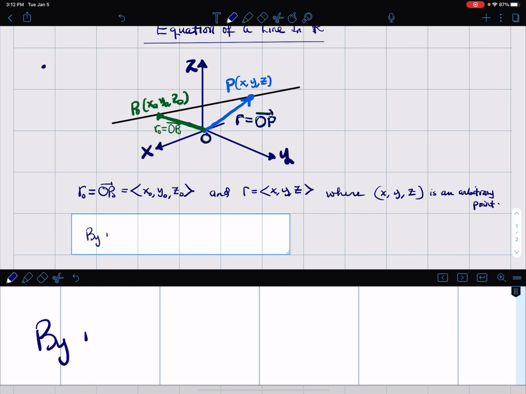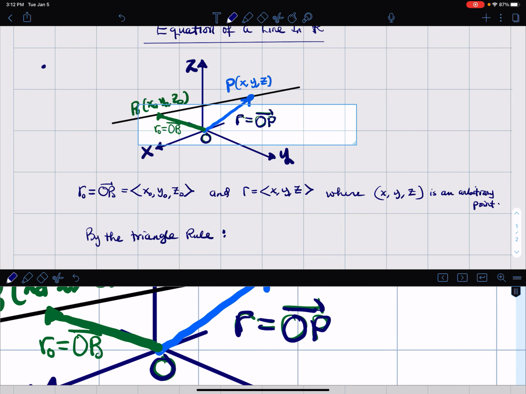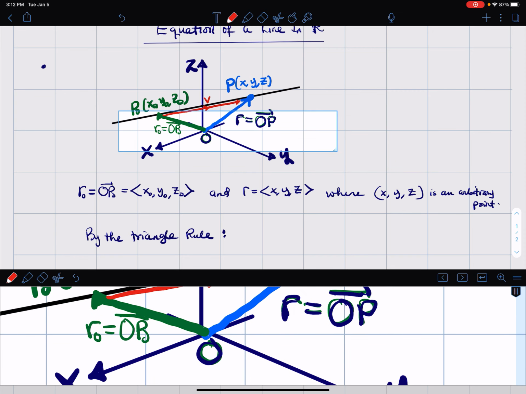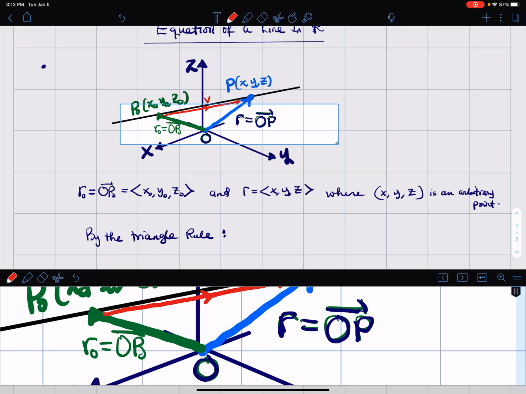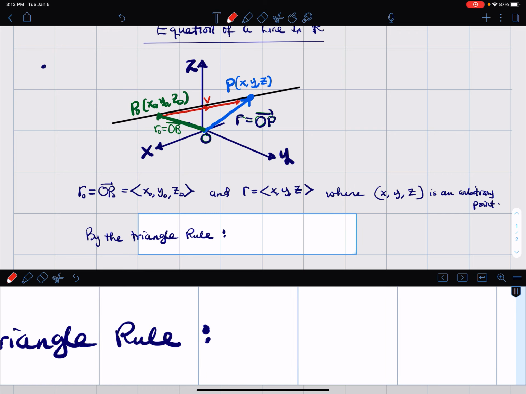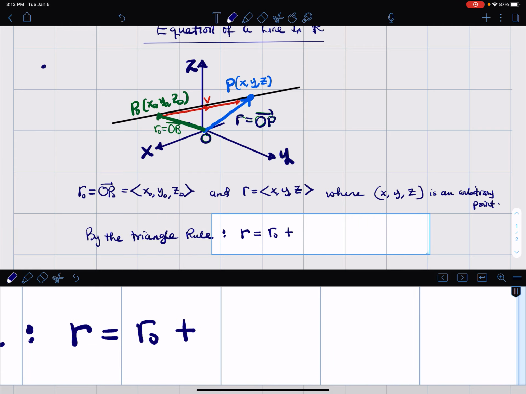Now, by the triangle rule, we can construct a triangle. So assuming we have another vector, a red vector here, let's call this red vector v. If we start from O to P naught, and then go from P naught to P, then it's equivalent to going from O to P. So the green vector plus the red vector is equal to the blue vector. That means that r, the blue vector, is equal to r naught plus v, the red vector.